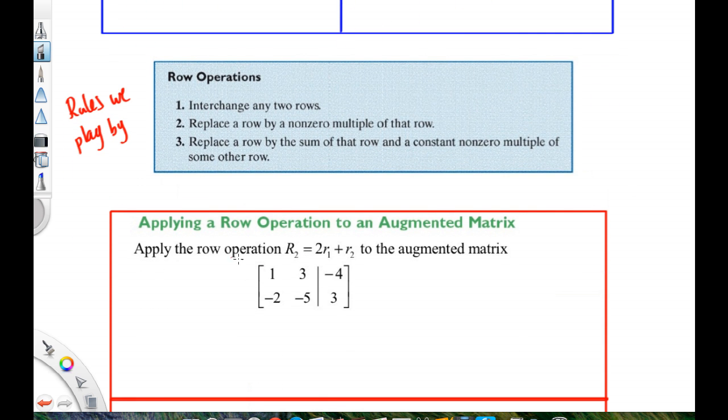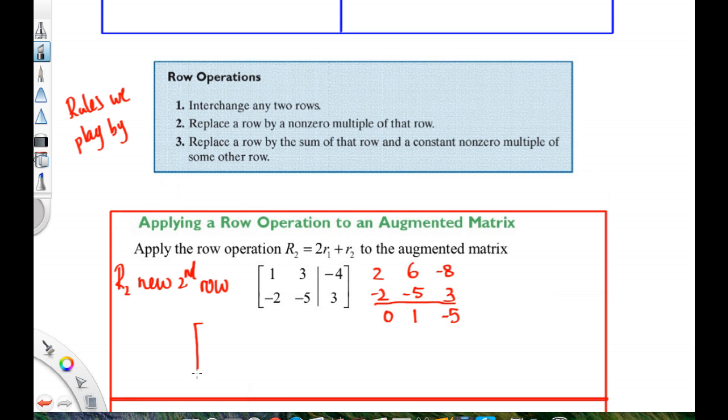Apply the row operation R2 equals 2R1 plus R2. So the capital R2 is the new second row, and the new second row can be found by doing 2 times R1, so 2 times 1 is 2, 6, and a negative 8. And then we're adding R2, which is negative 2, negative 5, and 3. And then you add, so we get 0, 6 plus negative 5 is 1, negative 8 plus 3 is a negative 5.